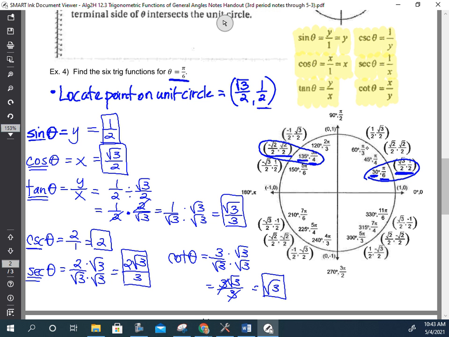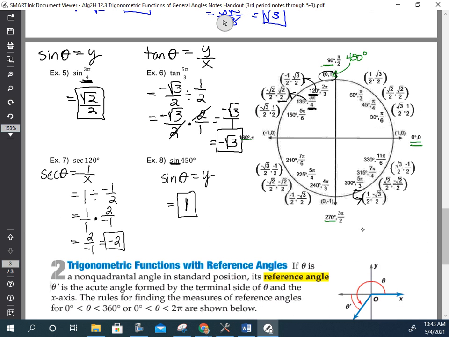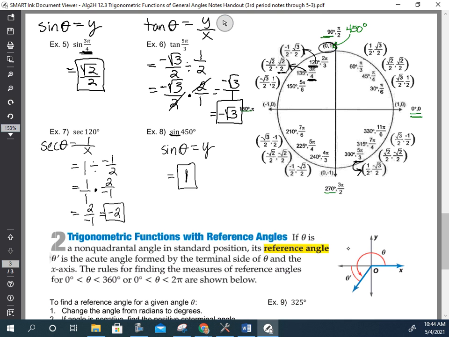So we did one example in which we did all 6 parts. And then we did 4 more examples in which we just found the trig function that was asked for. And that's what took us up to the end of our time on Monday. So today we do the last part, which is what we would use if we were combining right triangle trig with trig on a unit circle. And that is the idea of reference angles.